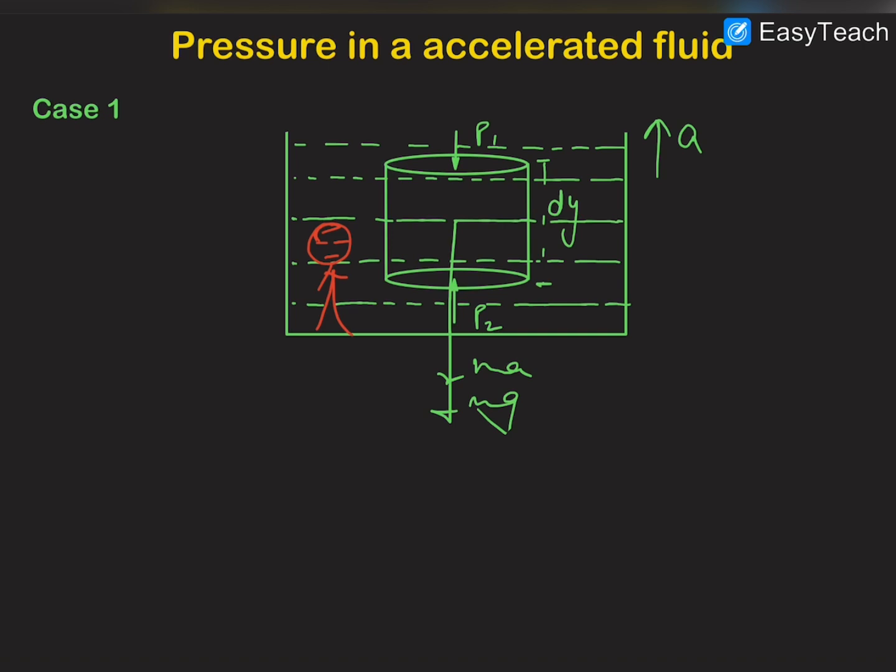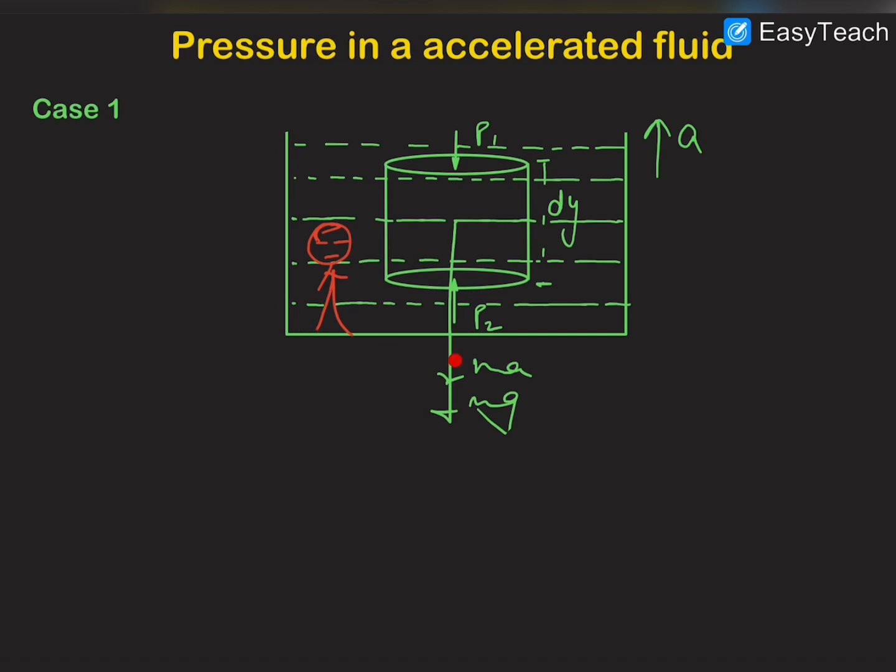In this video, we are going to discuss the pressure variations in an accelerated fluid. Now I know that you must be thinking that this is the hydrostatic part and why we are discussing the accelerated fluid. Hydrostatic means that the fluid is not flowing. So this is not flowing fluid.